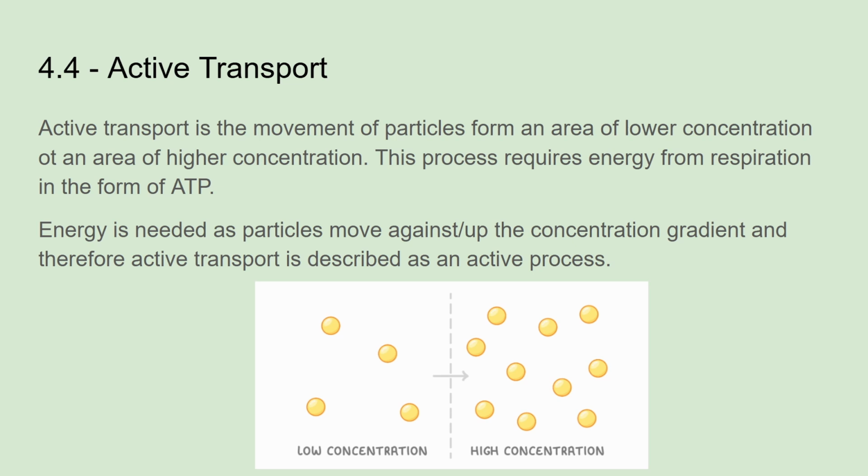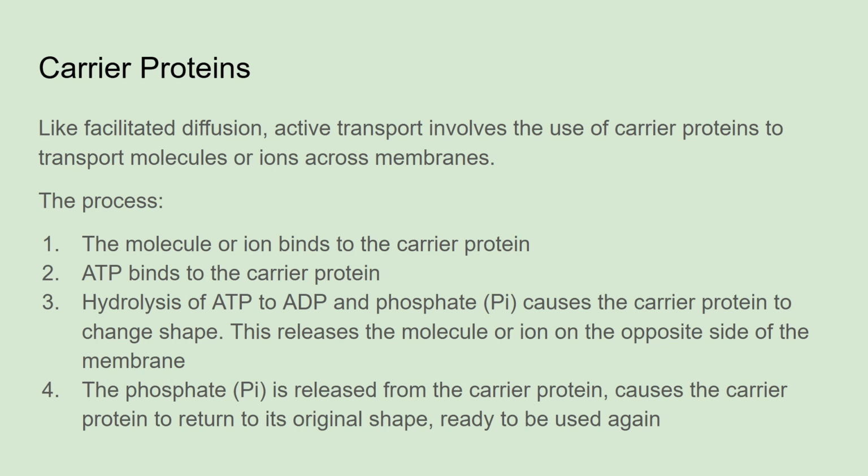Now, onto active transport. Active transport is the movement of particles from an area of lower concentration to an area of higher concentration. This process requires energy from respiration in the form of ATP, or adenosine triphosphate. Energy is needed as particles move against or up the concentration gradient, and therefore active transport is described as an active process. Like facilitated diffusion, active transport involves the use of carrier proteins to transport molecules or ions across membranes.